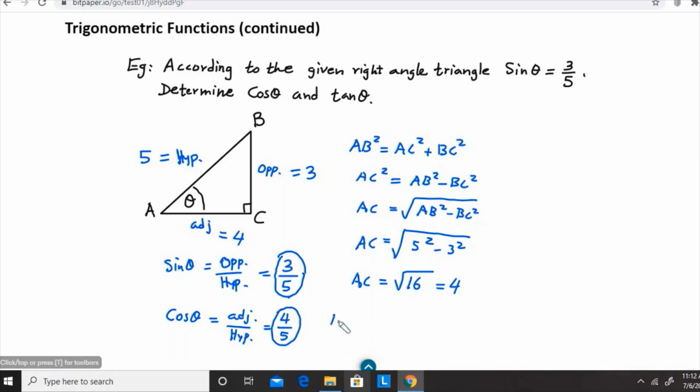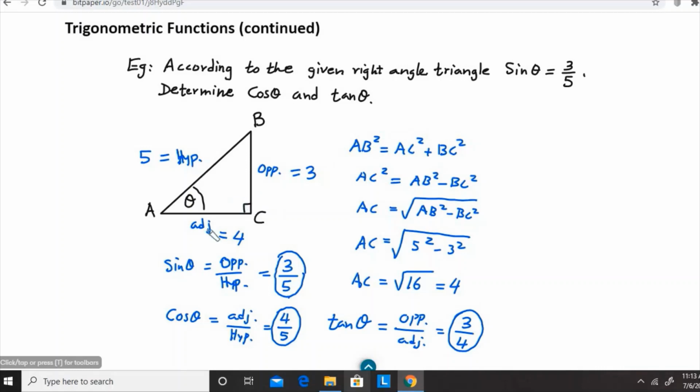And then the other one, tangent theta, by definition that's opposite side divided by the adjacent side. And opposite is 3, adjacent is 4. So tangent theta is 3 over 4. So that's how you figure out the trigonometric functions in this particular example.